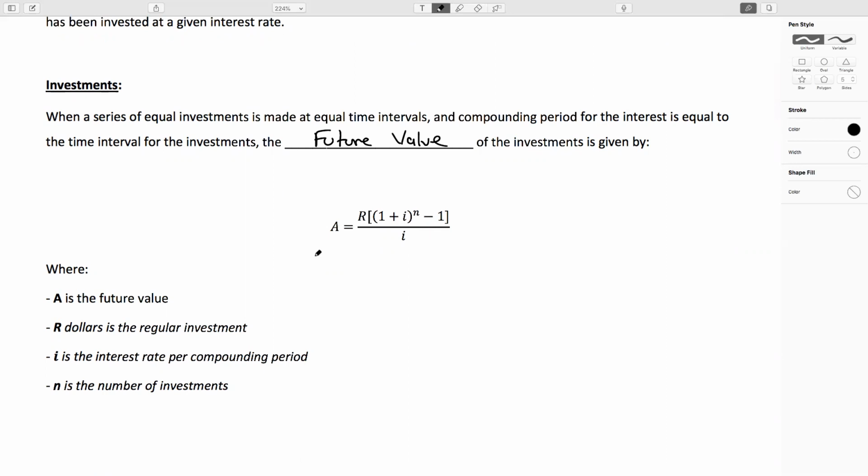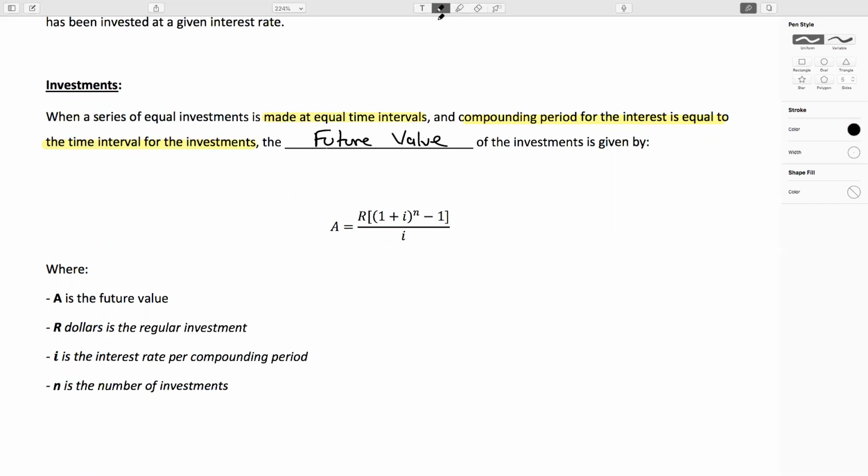It's the amount of money you will have in the future when your payments grow at a given interest rate. Now, there's a few things to be careful about here. You're making your payments at equal time intervals. Your compounding period of the interest is equal to the time intervals for the investments. So this only works if you're paying monthly and the compounding periods are monthly. Otherwise, the numbers will be slightly off.